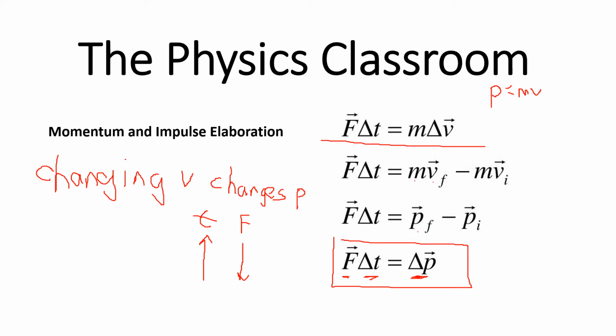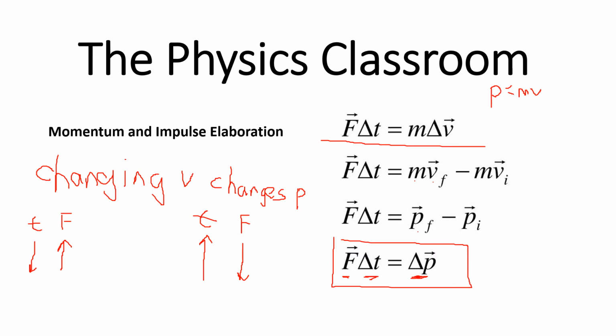If you have less time, you will have more force. This sounds really abstract, so let me give you an example. If you're doing an egg toss, and I think we even talked about this before, tossing an egg from person to person across a room, when you catch the egg, you don't want your hands to be still. You want your hands to cup, and as you first touch the egg, you want to cradle it down. What is happening?